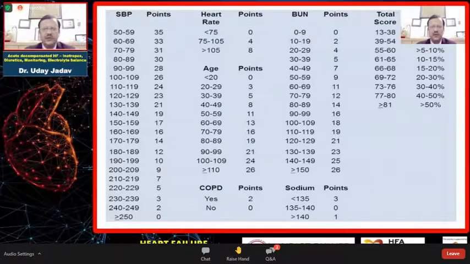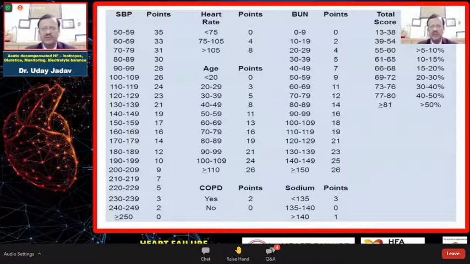simply putting it this way, as just one example, if you have a young patient between the age of 50 to 60 years, and his systolic blood pressure is 90 to 100, he gets 11 points here because he's between 50 and 60 age. He gets another 28 points there, because his systolic blood pressure is low, that's 39. His heart rate more than 105, 47. He doesn't have a COPD. And let's say his BUN is between 50 and 60. So you're dealing with a total score of 55 to 60. That turns out to be a mortality between 5 to 10%.